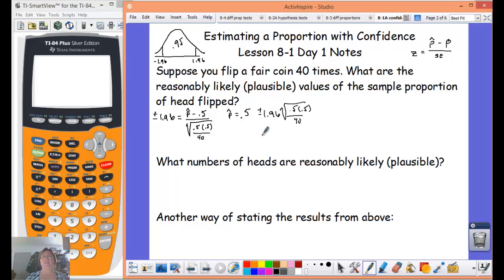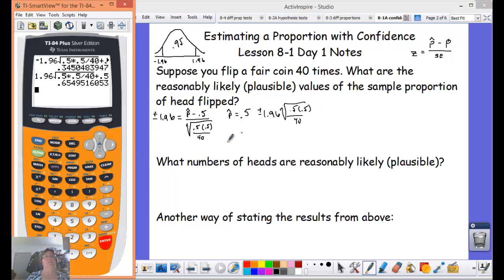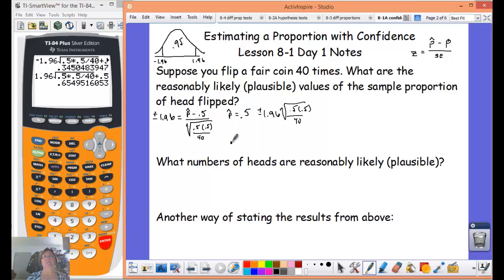I'm going to go do that in my calculator. I'll catch up with you in a minute. Okay, I'm back. As you can see from my calculator screen, just doing the little arithmetic there, we can see that our p-hat reasonable proportions would be in the interval from about 0.35, or 35% of the time, and I'm going to write this in an extended inequality form.